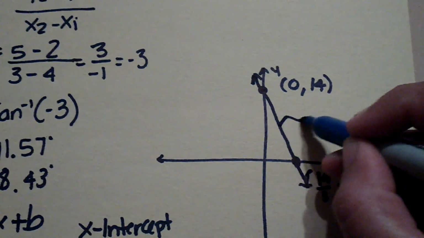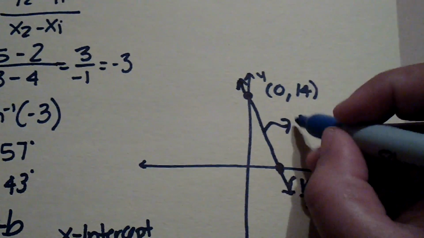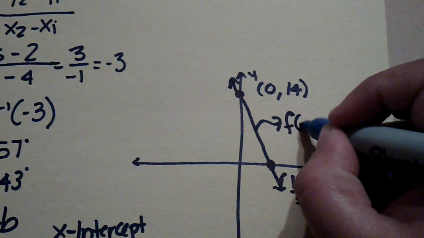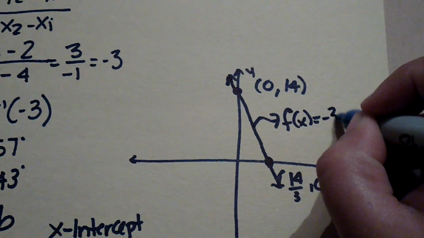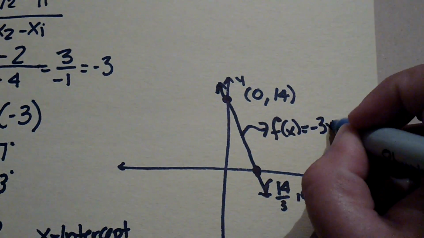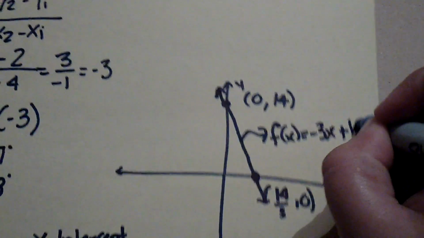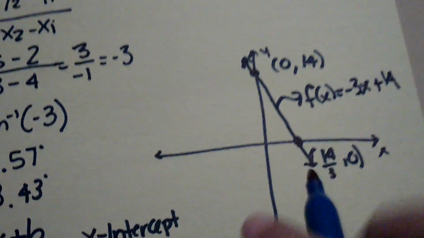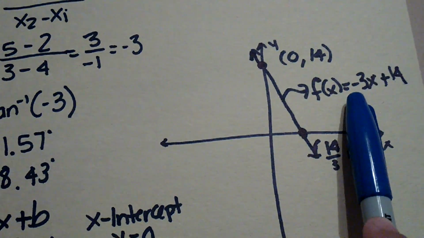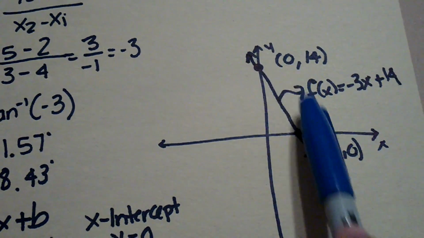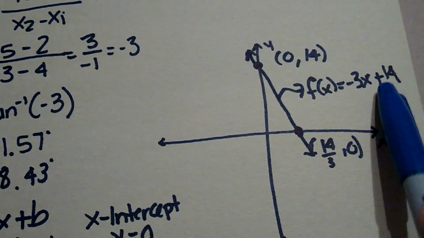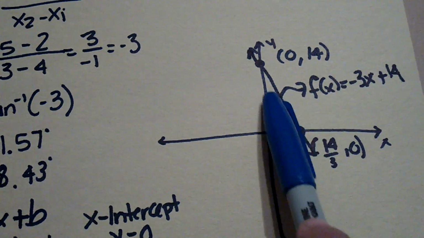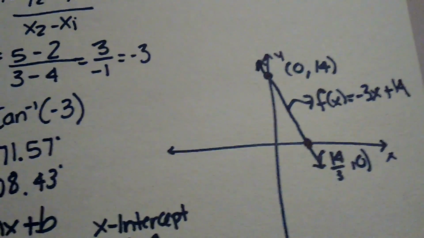Then I write f of x equals minus 3x plus 14. If you can see, the minus represents that your slope is negative, that your line is going to be descending, and the intersection on the y-axis is going to be 14. So my graph is correct.